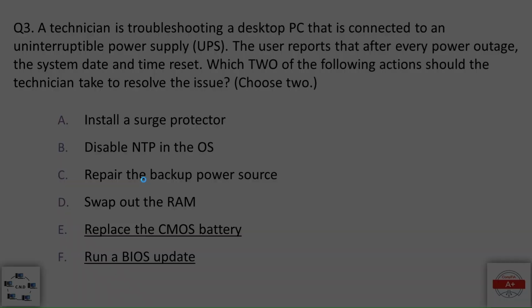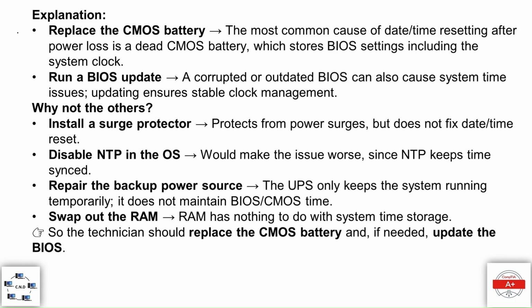And the explanation is: the correct options are replace the CMOS battery. The most common cause of date and time resetting after power loss is a dead CMOS battery, which stores BIOS settings including the system clock. Run a BIOS update: a corrupted or outdated BIOS can also cause system time issues. Updating ensures stable clock management.